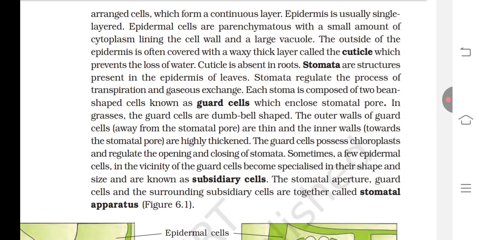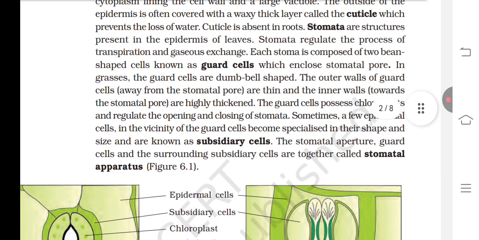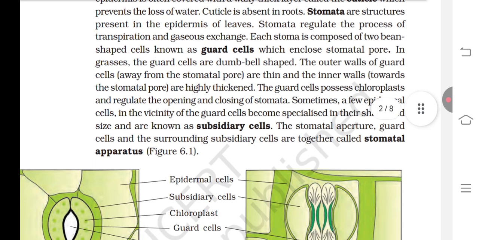Epidermal cells are parenchymatous with a small amount of cytoplasm lining the cell wall and a large vacuole. The outside of the epidermis is often covered with a waxy thick layer called the cuticle, which prevents water loss. The cuticle is absent in the roots. Stomata regulate the process of transpiration and gaseous exchange.